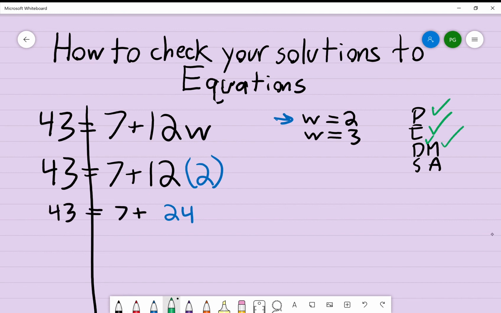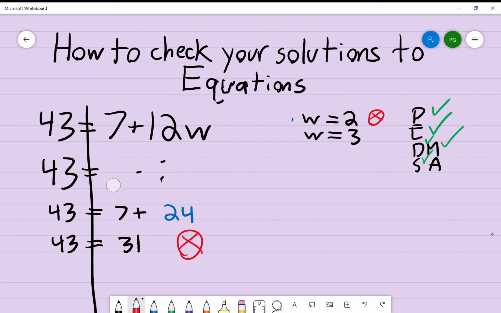Okay, is there any subtraction? No. Any addition? Yes. 7 plus 24? Well, 7 plus 24 is going to be 31. 31 is not the same as 43. This is wrong. W equals 2 is wrong. So let's go ahead and check W equals 3.